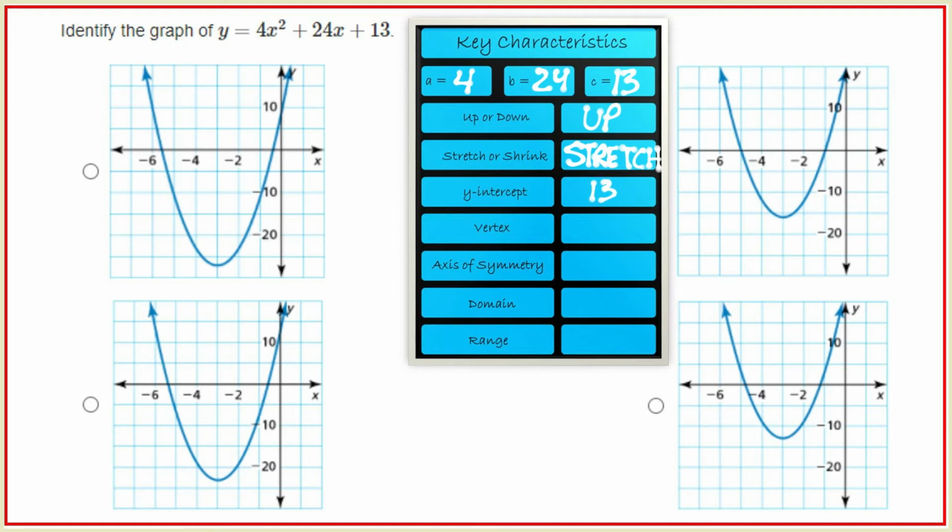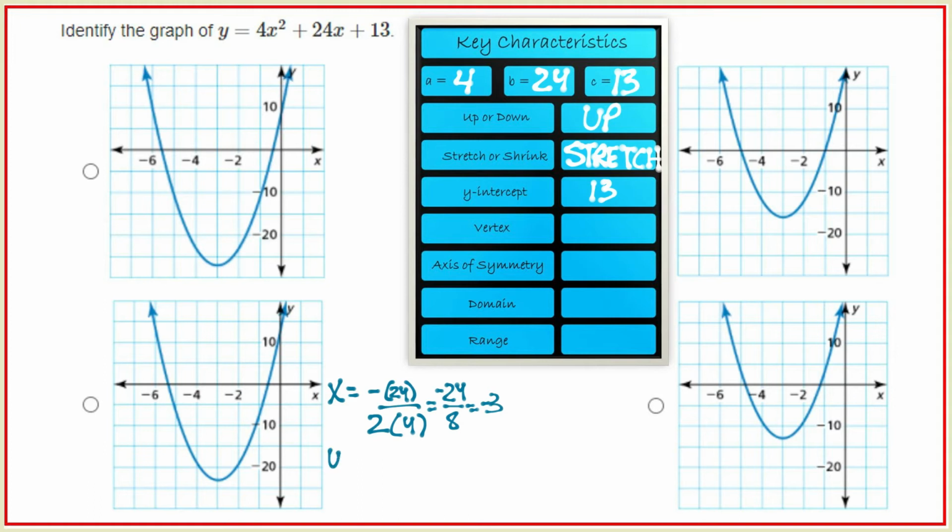Our vertex is going to take a little calculating. So we're going to go x equals negative b over 2a, and our b value is 24, and our a value is 4. So that's negative 24 over 8, which is negative 3. So the x-coordinate of our vertex is negative 3.